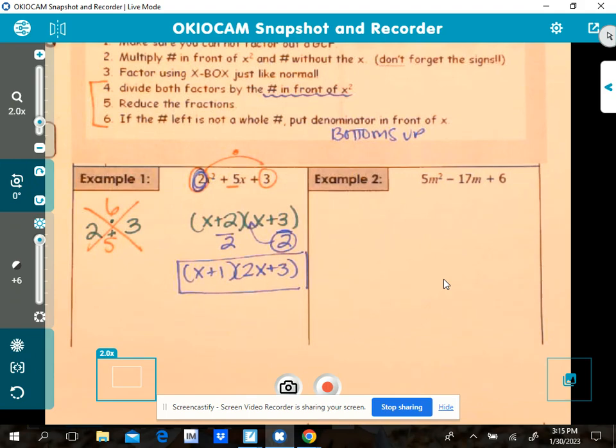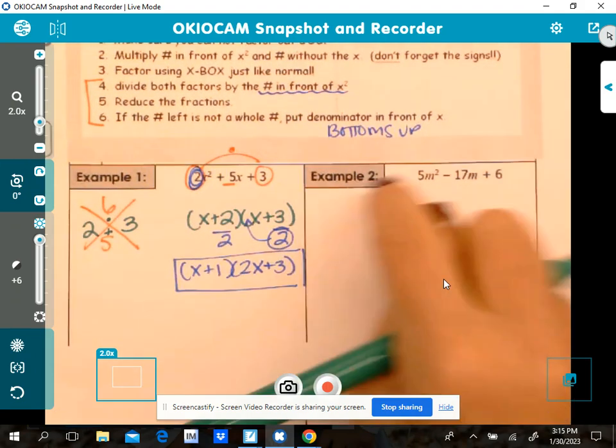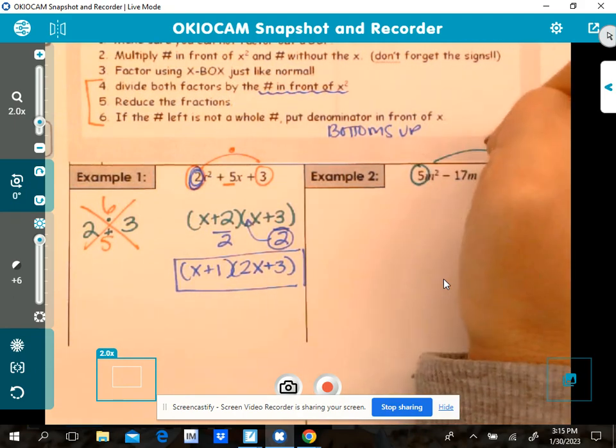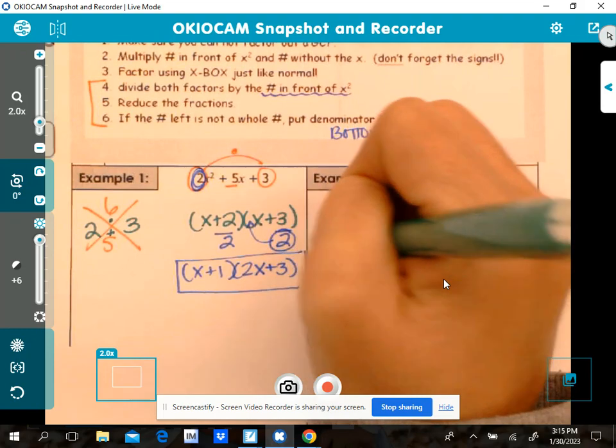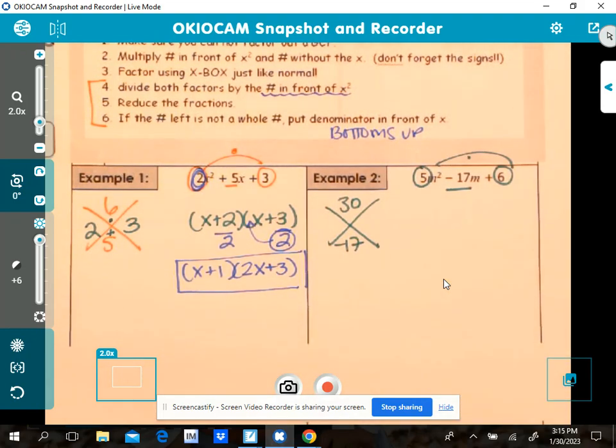Okay, I may not get through all of these in the time I have, but we'll do our best. Okay, same thing here. Example number 2. No GCF. Like I said, the first several will not. We'll add GCF in at the last. Okay, so that gave me 30 and negative 17. Always your middle number is your bottom number.